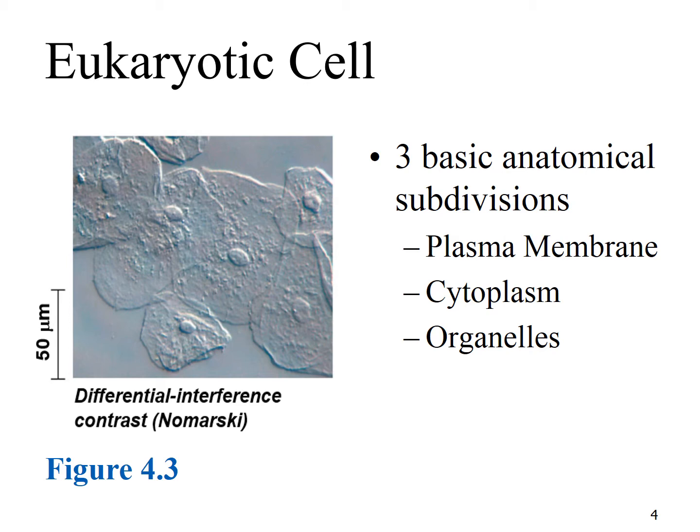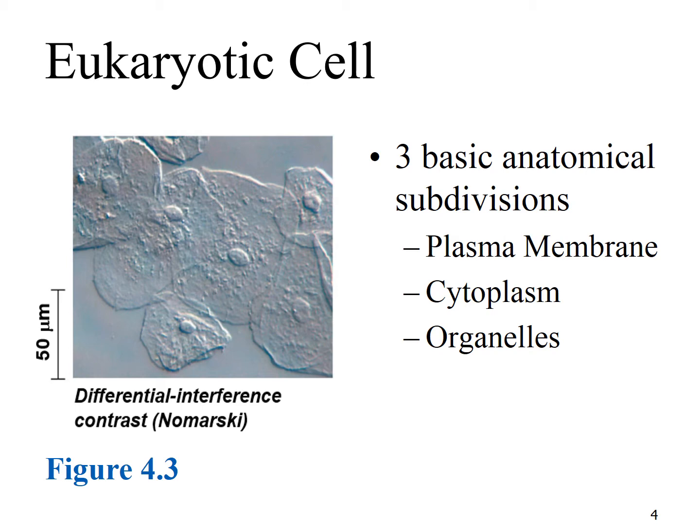The cytoplasm is essentially the water-based fluid on the interior of the cell, where the organelles, these specialized structures that do specific functions for the cell, are found. And so the eukaryotic cell has three major anatomical subdivisions: the plasma membrane, the cytoplasm, and the organelles. We'll spend quite a bit of time on the plasma membrane and then come back and talk about the major organelles of the eukaryotic cell.